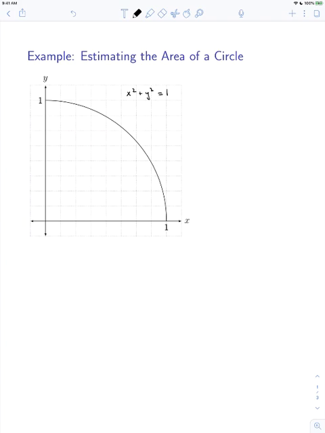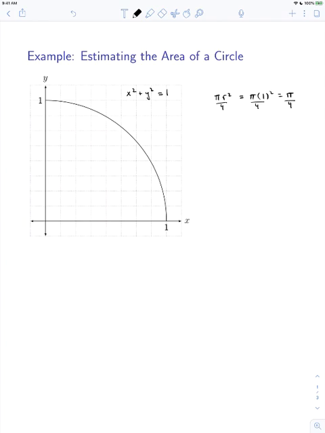We know how to find the area of a circle. It's pi r squared, which in this case is pi times 1 squared, which is pi. But of course, what we're looking at here is a quarter of a circle, so we need to divide all of this by 4. So pi over 4 is the area of this region.